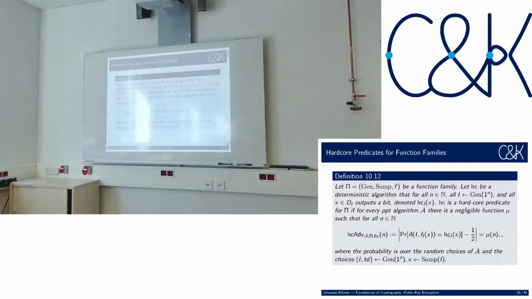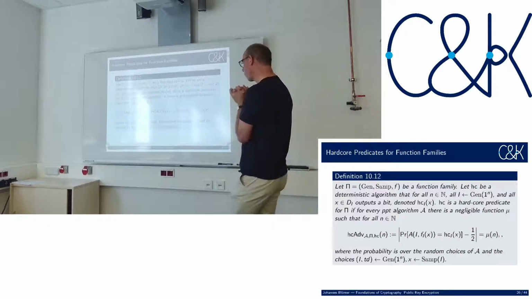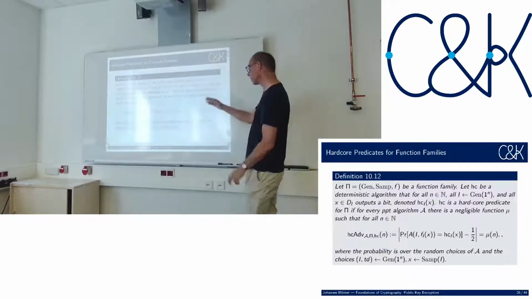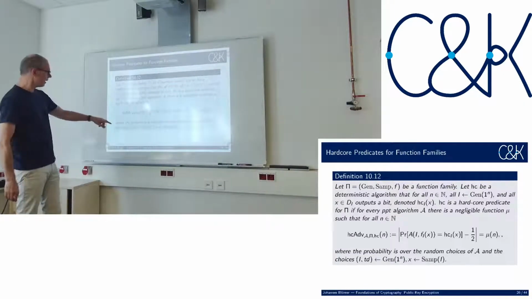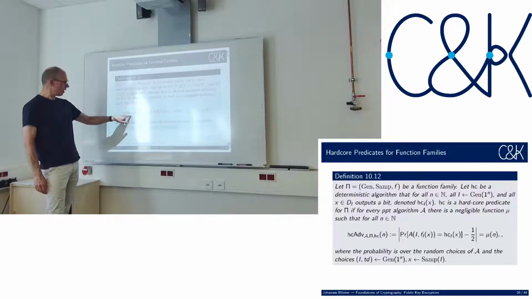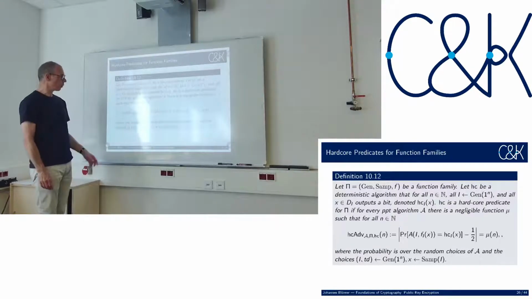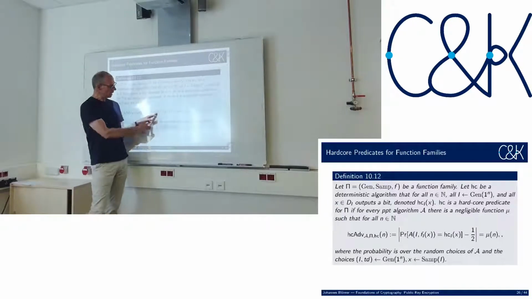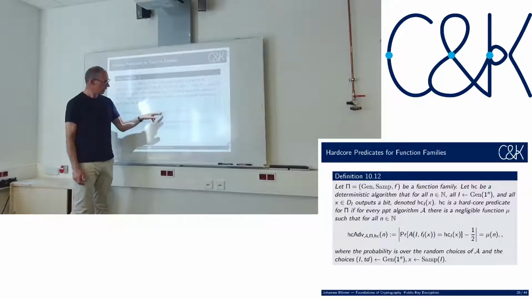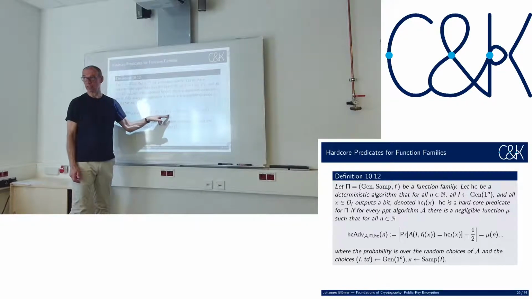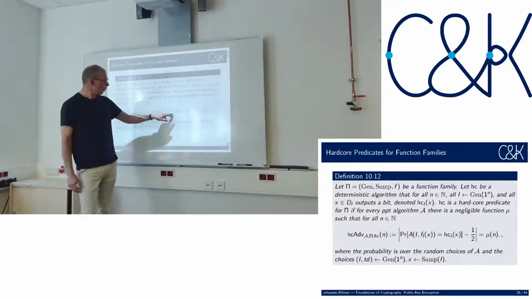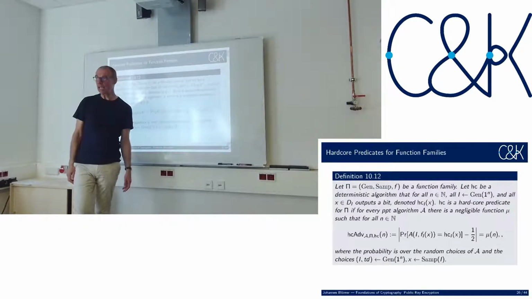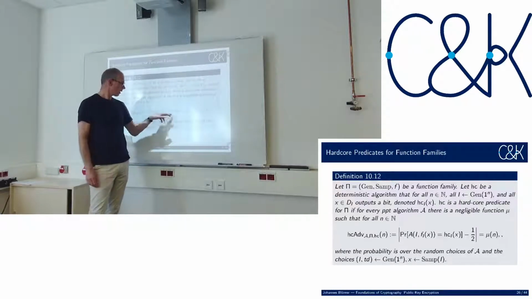And we call HC a hardcore predicate for pi if for every probabilistic polynomial time algorithm A there's a negligible function such that this advantage is negligible. What does this mean? A gets as input I and F_I of x, with x picked with the sampling algorithm and so on, and it predicts HC_I of x. This probability minus 1/2 is negligible.